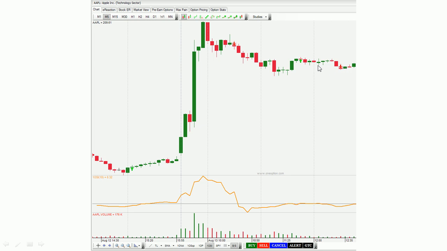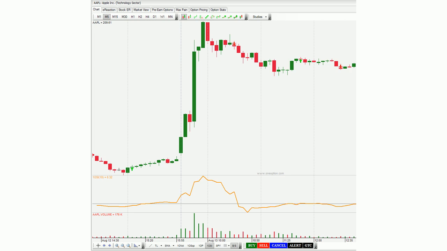But if you like compressions, you drop an alert line here. You drop an alert line here. If you get a breakout or a breakdown, you know about it. You'll also see this orange line here. This is another one of the proprietary indicators that's included in Option Stalker.